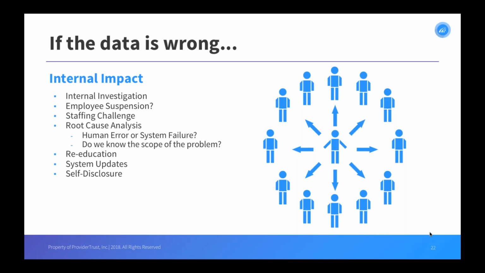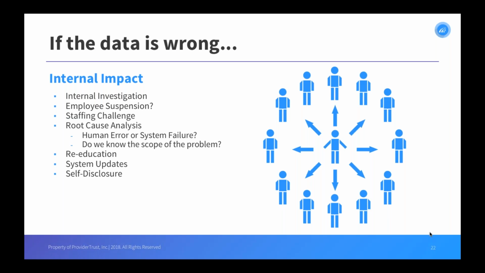So what does that mean? If we're pulling people off of the floor, we're suspending someone, that might create a staffing challenge, right? Do we have the right people to come in and take over that person's job literally in a split second? We also have to do a root cause analysis. We were just talking about whether it was human error or whether it was a system failure.